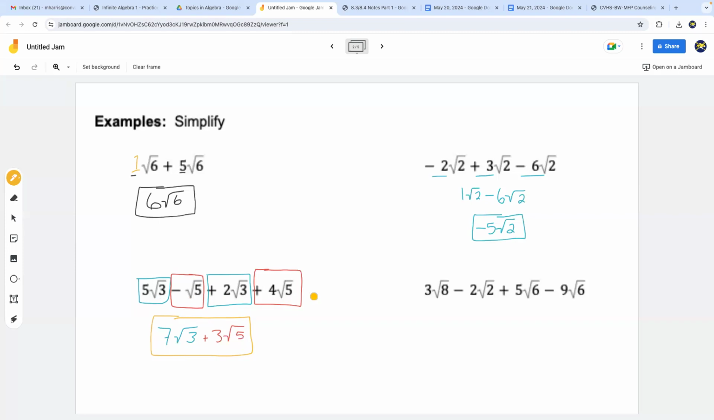Right? Now this one right here, we have 3 root 8 minus 2 root 2 plus 5 root 6 minus 9 root 6. Well, we take a look here. We can at least notice that these ones right here are like terms. So if I combine these together, I will get negative 4 root 6. Well, these ones right here, the root 8 and the root 2, they're not like terms. So initially we'd be like, oh, we can't combine them.